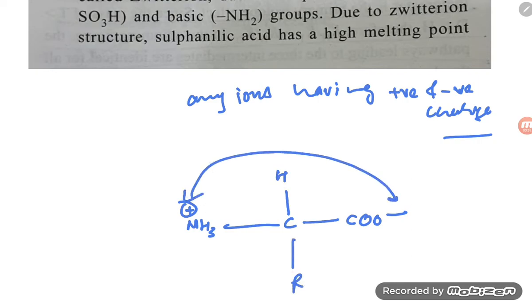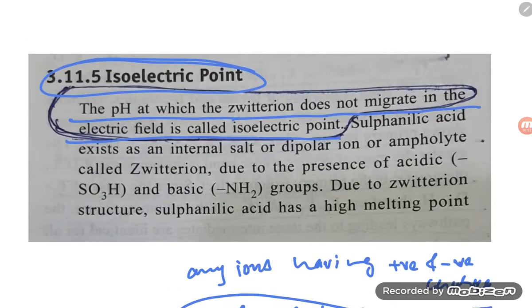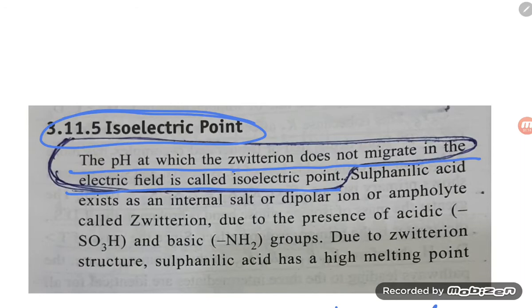Two ions are there, positive and negative ion both are there. That is what is known as a zwitterion. So you keep that in mind. And what is the isoelectric point? That is the pH at which the zwitterion does not migrate in the electric field is called the isoelectric point.